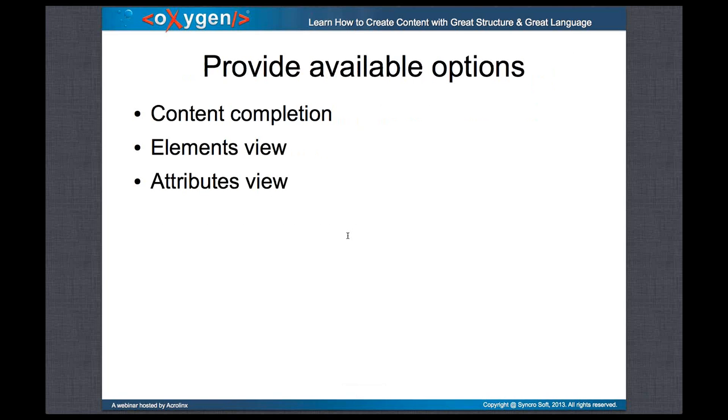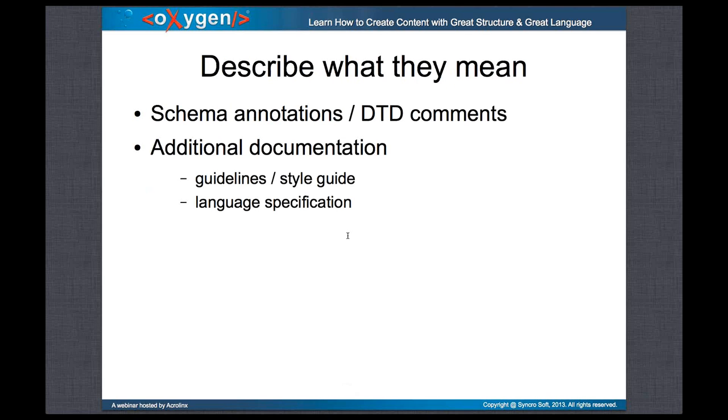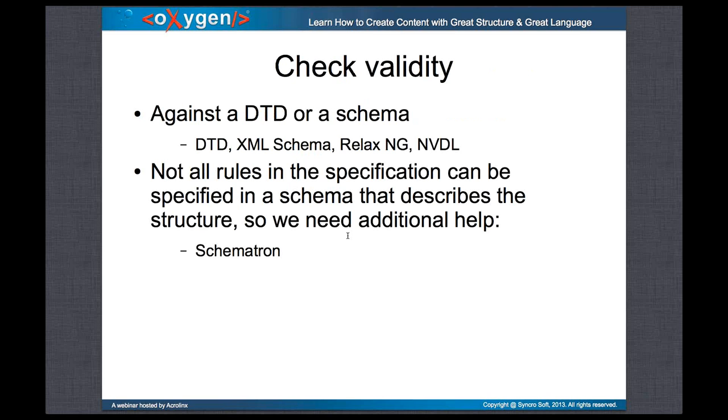Available options are provided through content completion, elements view, and attributes view. The description of what each element or attribute or value means is realized either through schema annotations or DTD comments. So Oxygen automatically extracts this from the schema and presents that to the end user. We also allow you to add additional documentation for each of these elements or attributes, like a link to the guidelines or to the style guide of that XML language, or a link to the language specification, to the specification of DITA, for instance, or the specification of DocBook.